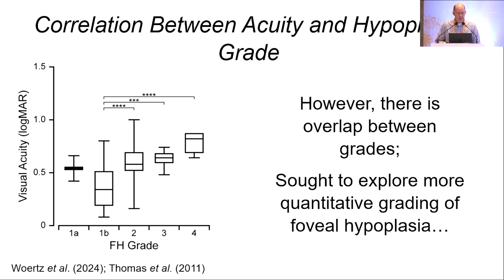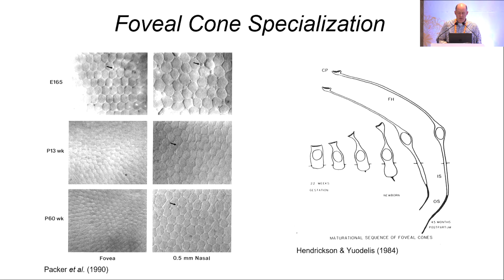And so when you look at this, you see there's fairly good correlation between acuity and the hypoplasia grade. However, it's important to note there's overlap in these grading schemes. Patients with very, very mild hypoplasia can have worse acuity than patients with very severe hypoplasia, and so it's not a great predictive measure. And so we looked for more quantitative grading schemes.